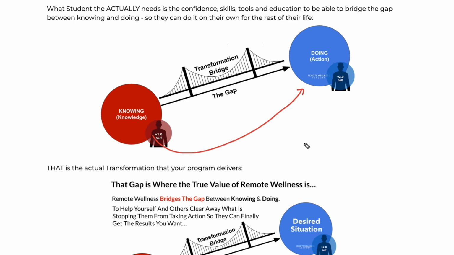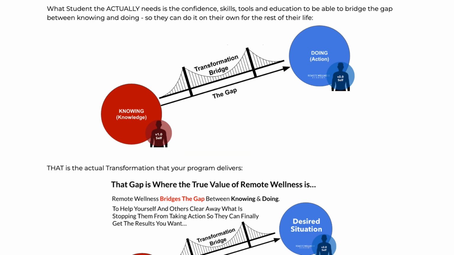I'm going to say that again. What the student actually needs is the confidence, the skills, the tools, and the education, so they can learn how to bridge the gap between knowing and doing. That way they can bridge that gap on their own for the rest of their life, because health is an infinite game, and inevitably they are going to find themselves back at the position that they started in. And so they need to be equipped with the skills, tools, and education, so they don't have to join another program in the future, and they know exactly how to help themselves inside of the infinite game of health.